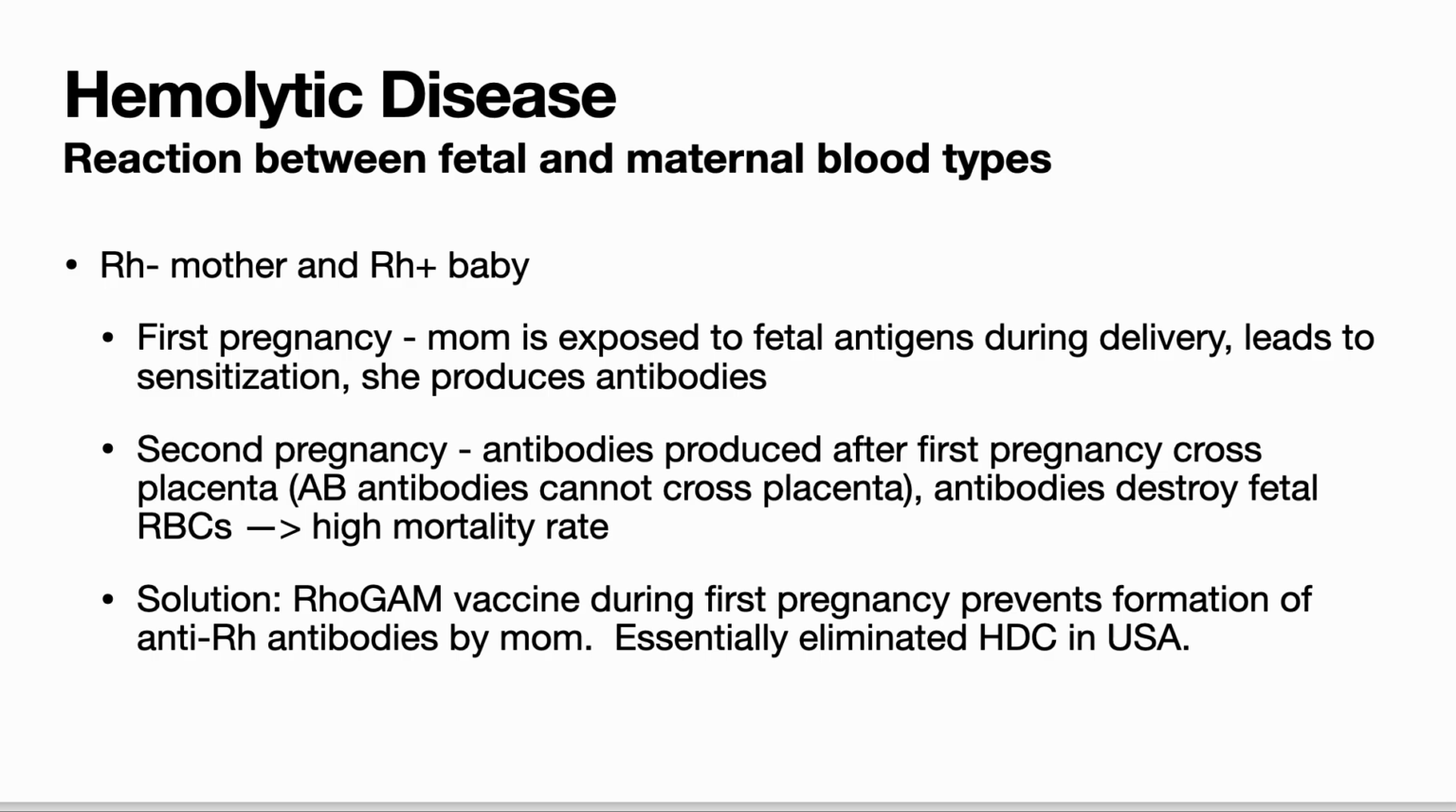So we want to prevent that, and we can do that by giving mom the RhoGAM vaccine during the first pregnancy if mom is Rh negative, in order to make sure that mom doesn't produce anti-Rh antibodies. And that way, in a second pregnancy, we don't have to worry that mom's antibodies attack an Rh positive fetus. So it's just another great example of how much vaccines have positively changed patient outcomes in the United States and around the world.